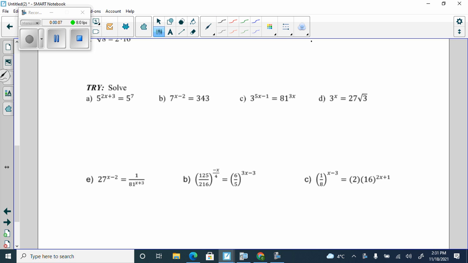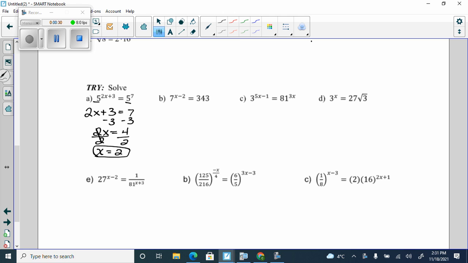So these are the same base. If this is 5 to the this and 5 to the that, then our exponents can be equal. So we go 2x plus 3 equals 7, subtract 3, 2x equals 4, divide by 2, x equals 2. And you should know if you had it right or not based off the fact that you can verify every single one of these. Right?